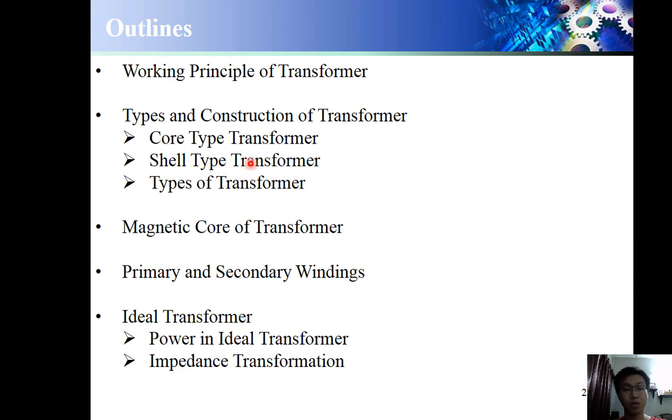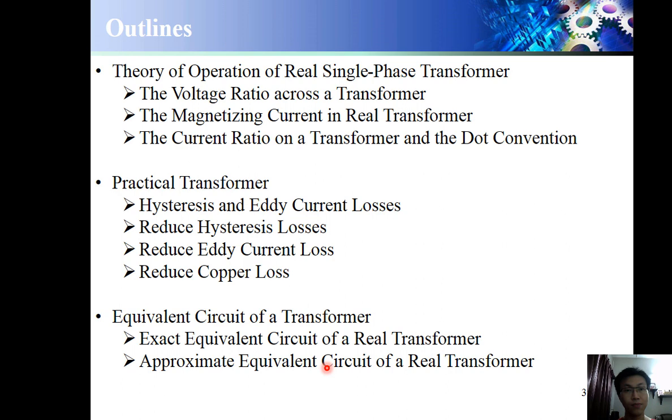There are core type and shell type transformers, and then we'll cover the magnetic core of a transformer, primary and secondary windings, ideal transformer, power in the ideal transformer, and impedance transformation. And then we also talk about the theory of operation of the real single-phase transformer. It includes the voltage ratio across the transformer, magnetization current in the real transformer, the current ratio on the transformer, and the dot convention.